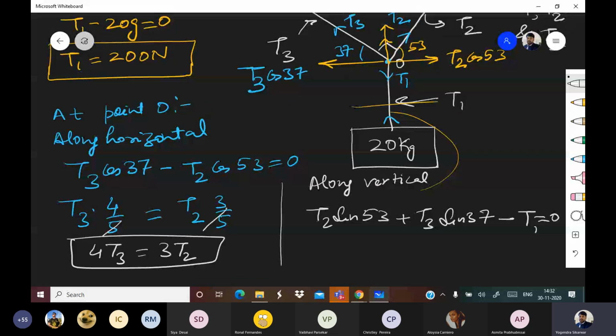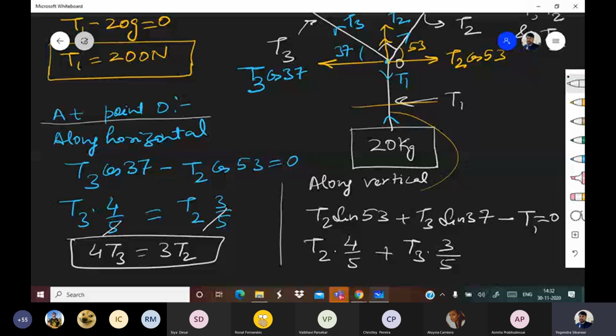So T2 sin 53 is 4 by 5, plus T3 sin 37 is 3 by 5, is equal to T1, which we have already calculated, it is 200. So basically this equation comes out to be 4T2 plus 3T3 is equal to 1000, since 200 into 5 becomes 1000. Let me call this equation 2 and the earlier one equation 3.